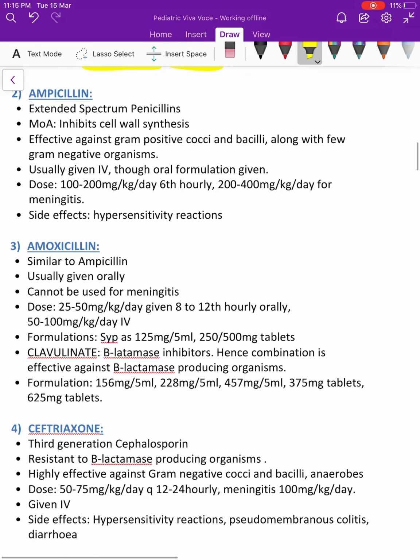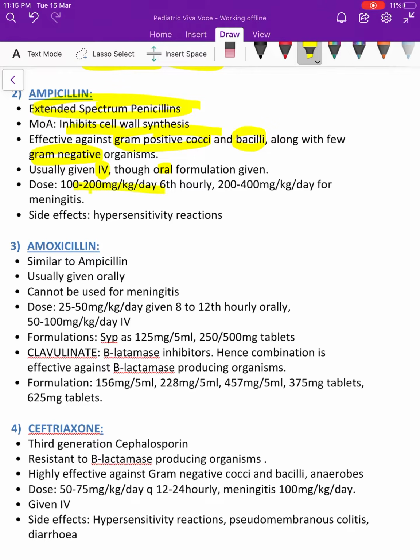Coming to ampicillin, it is an extended spectrum penicillin. It belongs to that class. What is the mechanism of action? It acts by inhibiting the cell wall synthesis. Correct. It is effective against gram positive cocci, bacilli, along with a few gram negative organisms. It is usually given IV. Okay, the oral formulation is available.